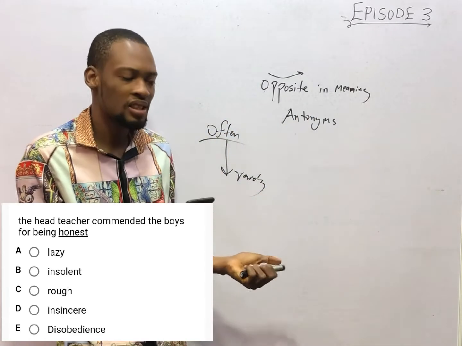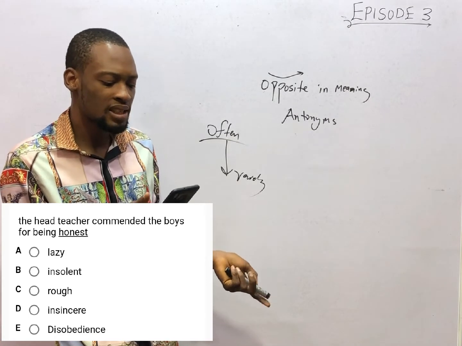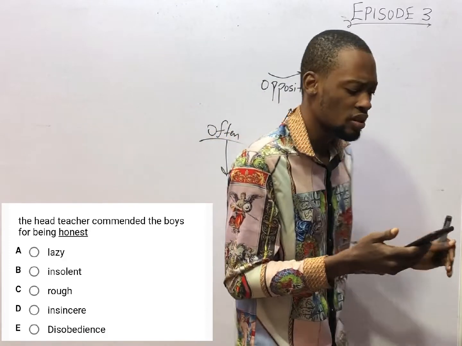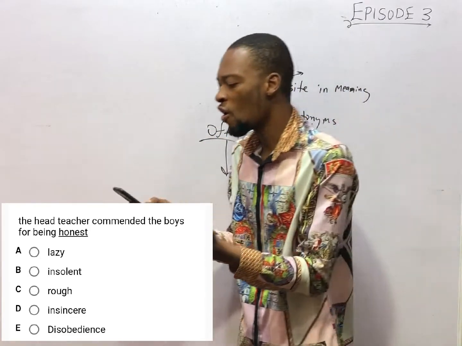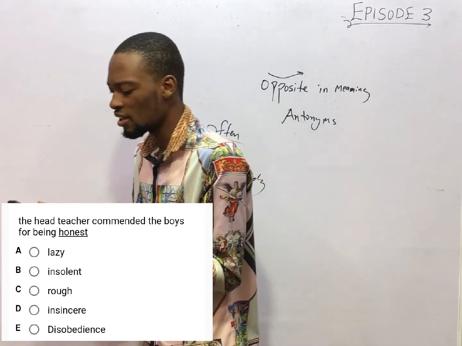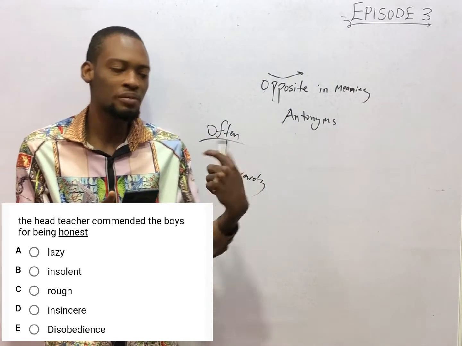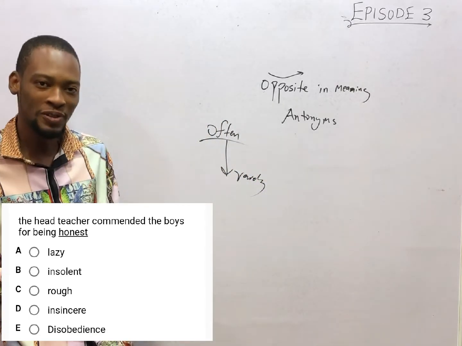Option B says insolent. Insolent, rude. No. Option D says disobedience. Honest and disobedience are different things. So the only option that makes sense there is insincere. If you are honest, you are sincere. So if you are not honest, you are insincere. So insincere is opposite in meaning to honest. Option D is the correct option.